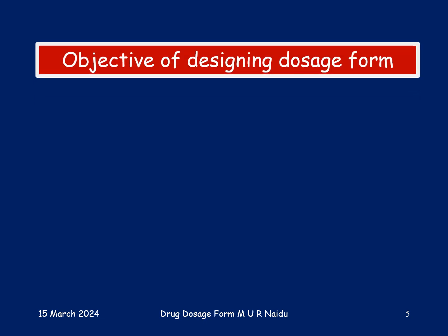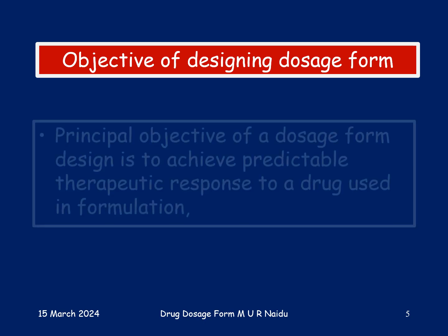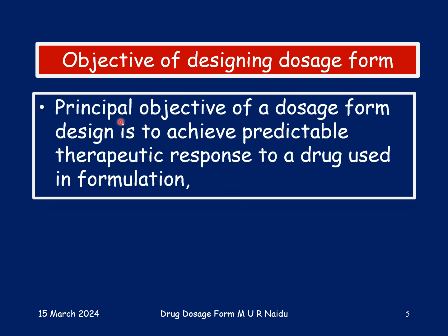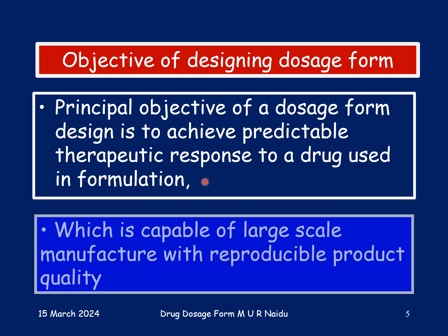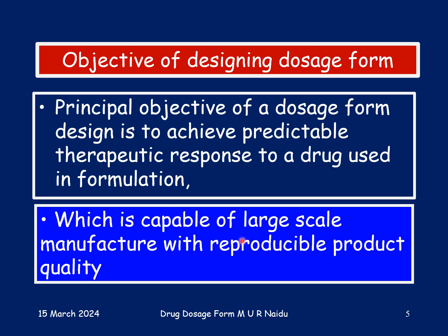What is the objective of designing a dosage form? The principal objective of dosage form design is to achieve a predictable therapeutic response to a drug used in that particular formulation, which is capable of large-scale manufacture with reproducible product quality.